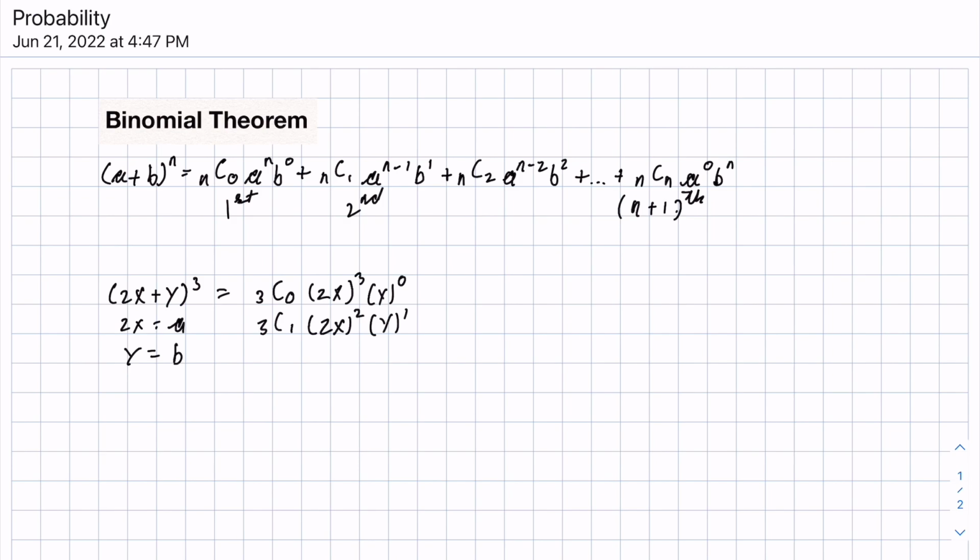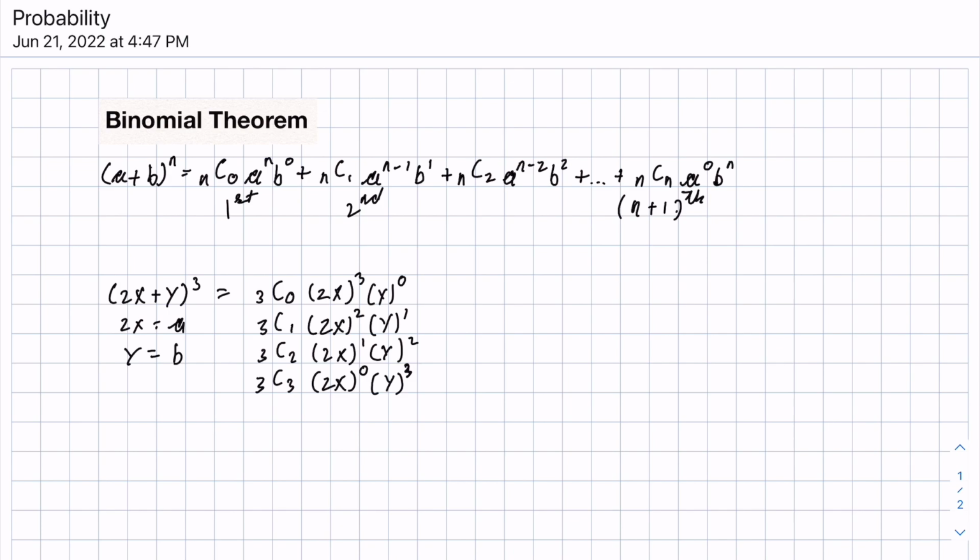The next term will be 3 choose 2, with the a term taken to the power of 3 minus 2, which will be 1, and y, which is the b term, taken to the power of 2. Finally, we have 3 choose 3, with the a term taken to the power of 3 minus 3, which is 0, and then the b term taken to the power of 3.